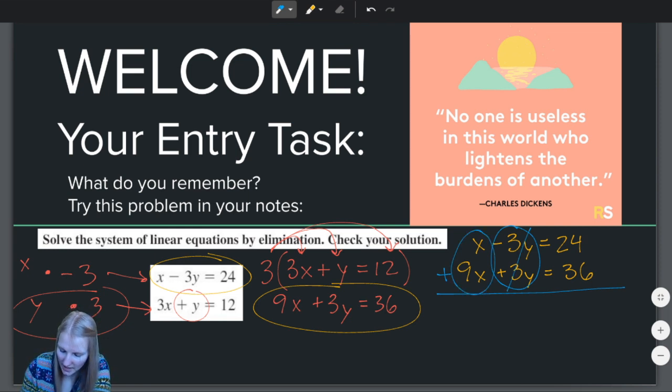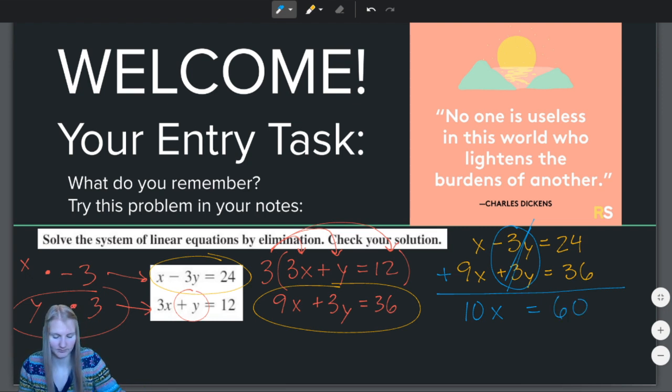x plus 9x is 10x. The y's go away. They are eliminated. And I have 10x equals 24 plus 36, which is 60. And then, oh hey, if I divide by 10 on both sides, 60 divided by 10 is 6.